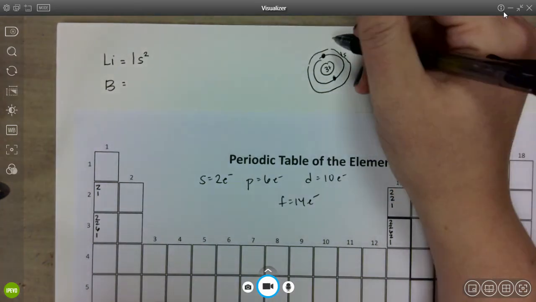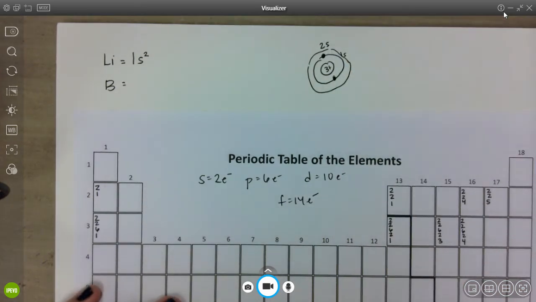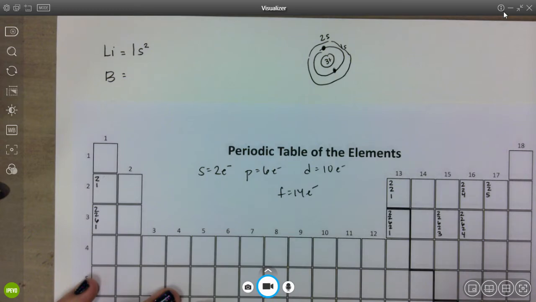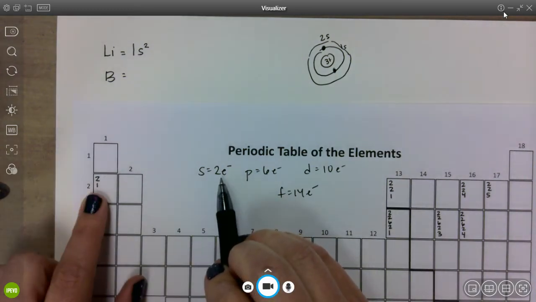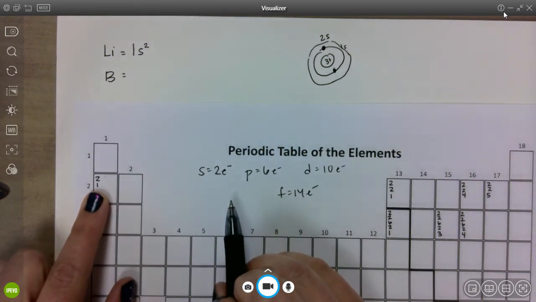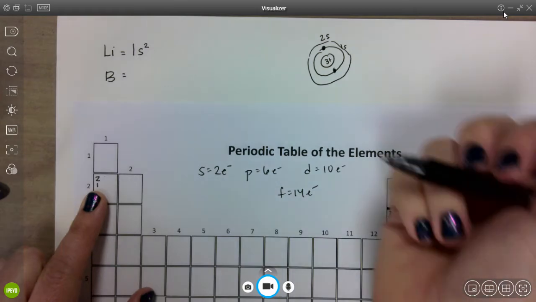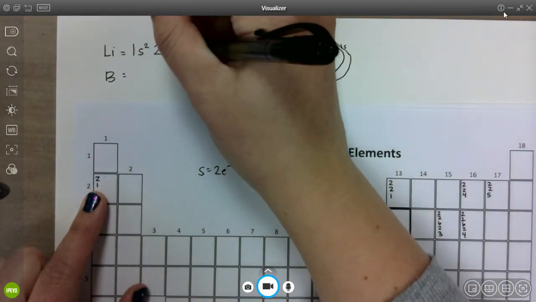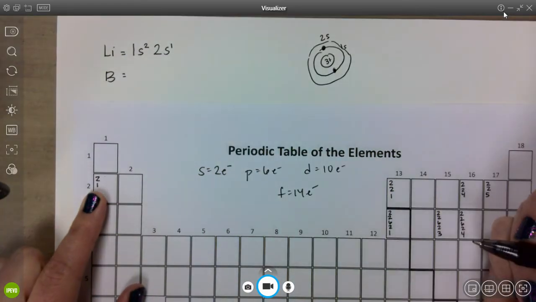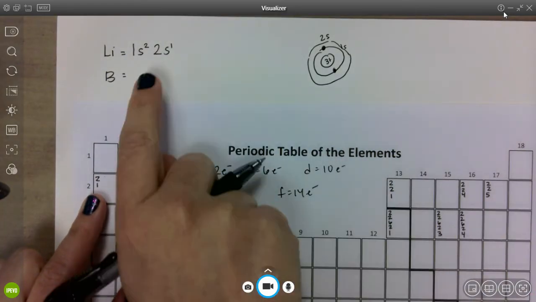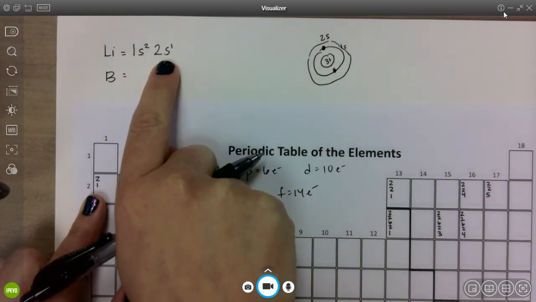Now, the next subshell is called the 2s subshell. The 2s subshell, being an S-type subshell, can only hold 2 electrons. But in the case of lithium, there's only 1 electron. So that works out great. It can hang out in that subshell, and it's done. So our second part of our electron configuration is written 2s1. So lithium's electron configuration is 1s2, 2s1.